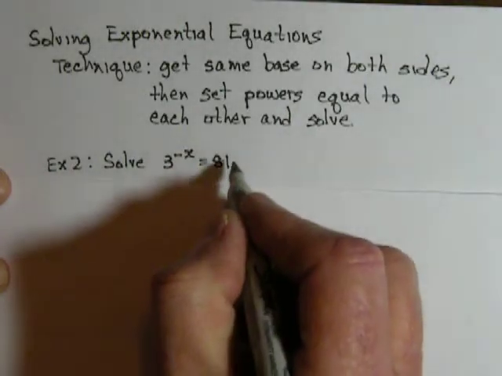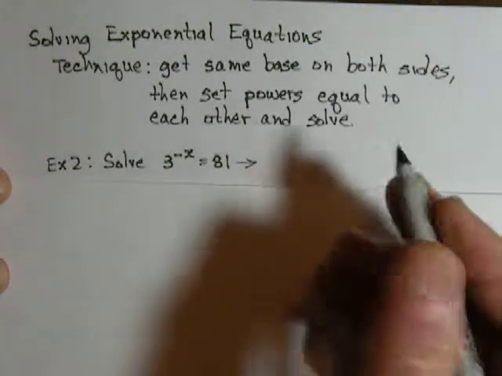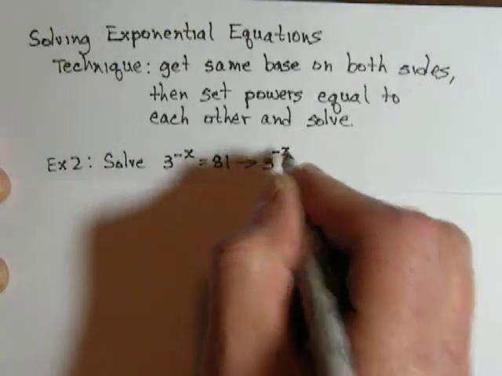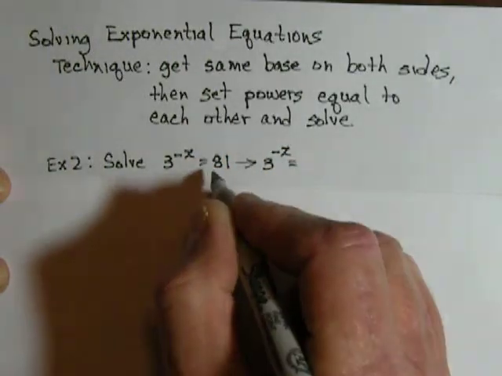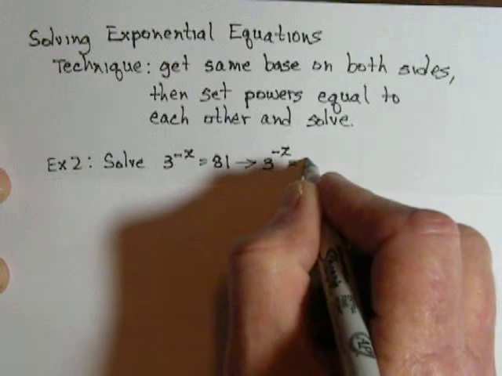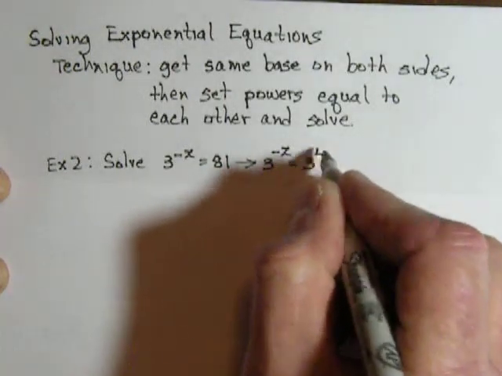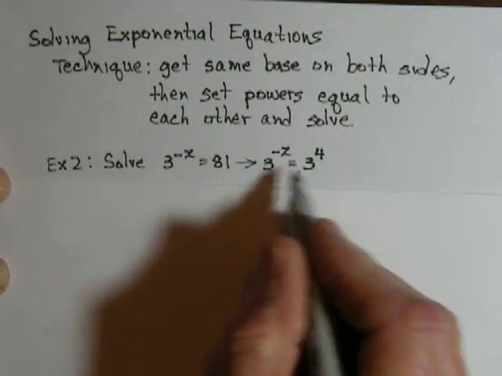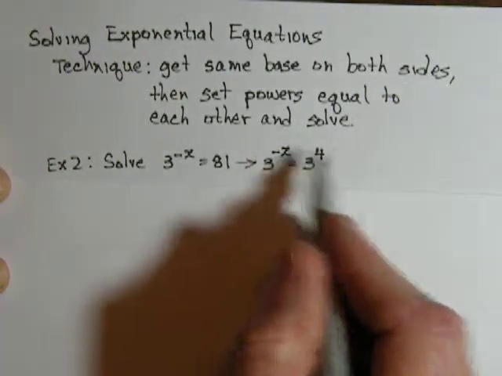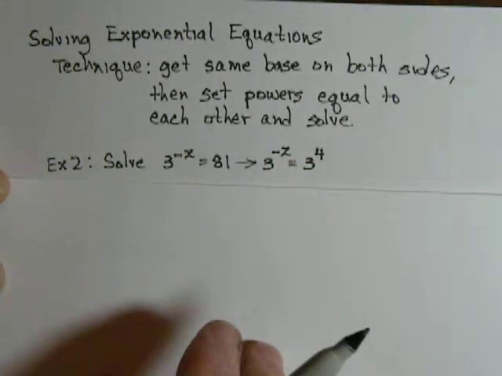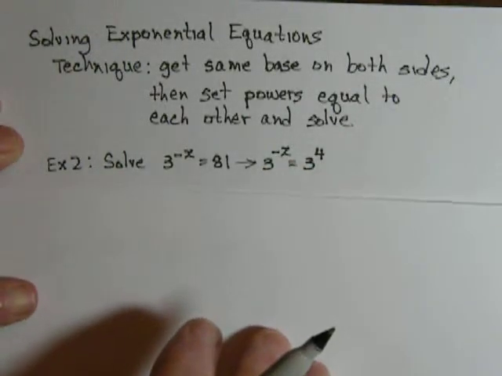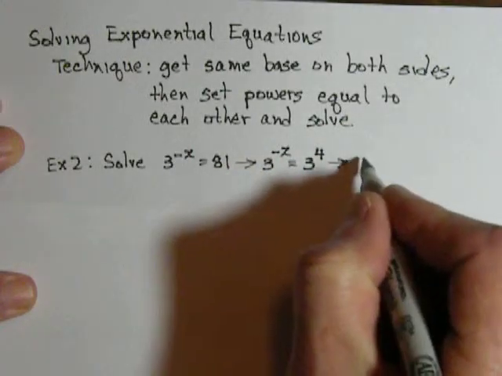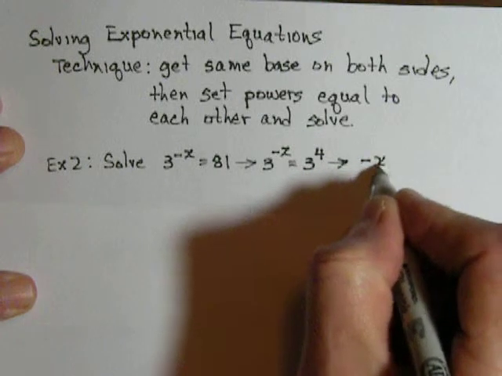So what I'm going to do is, I'm going to come over here and write 3 to the negative x equals, and what I'm doing is replacing 81. 81 can be written as 3 to the fourth power. Now that I have both sides in terms of the same base, I'm going to set these two exponents equal to each other. So I'm going to write an equation based on these exponents. So I'm going to write negative x equals 4.